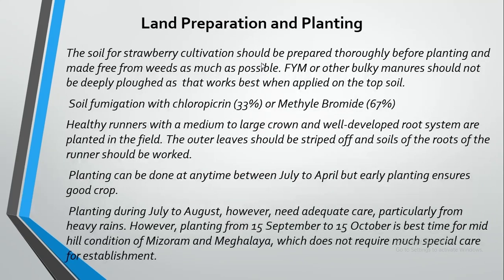Now, land preparation and planting. Before planting, the soil should be prepared thoroughly and the infestation of weeds should be removed. Farmyard manure or other bulky manure should not be deeply plowed, as that works best when applied on topsoil. Soil fumigation can also be done with chloropicrin or methyl bromide, and healthy runners are selected with a medium to large crown and well developed root system. Planting can be done between July to April.